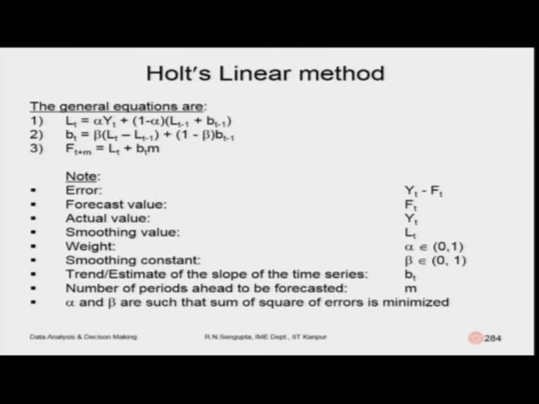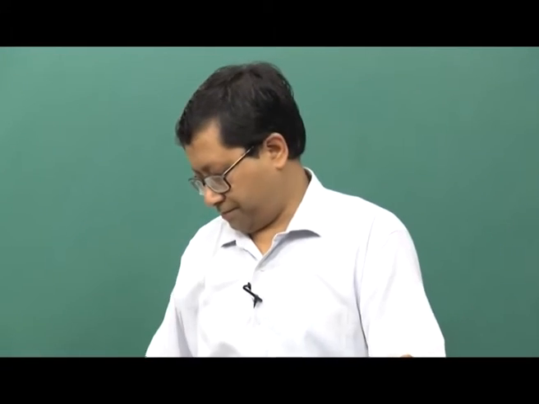The trend, the estimate of the slope of the line, is given by beta, and the number of periods ahead for which we will try to forecast is m. It can be 1 time period, 2 time periods, 3 time periods, and so on. So, obviously, the question is how do we find alpha and beta? The logical thing is that we find the sum of the squares of the errors, differentiate with respect to alpha and beta, and put it to 0, which minimizes the sum of the squares of the errors, find alpha and beta and proceed accordingly.